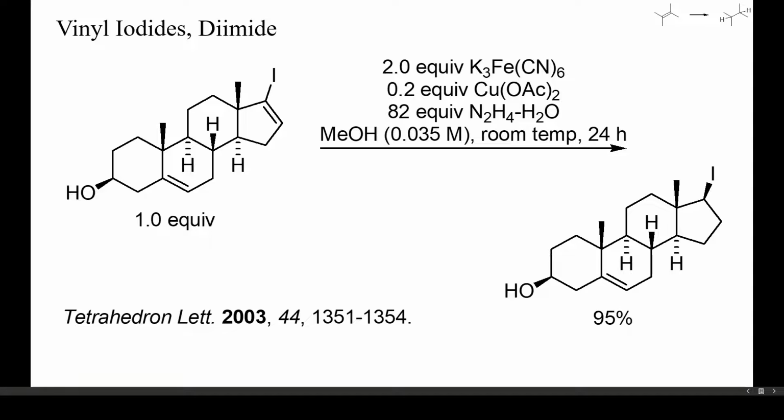In this example, a vinyl iodide was hydrogenated with diamide generated by oxidation of hydrazine with potassium hexacyanoferrate. Despite the excess of diamide, only one of the two double bonds was reduced.